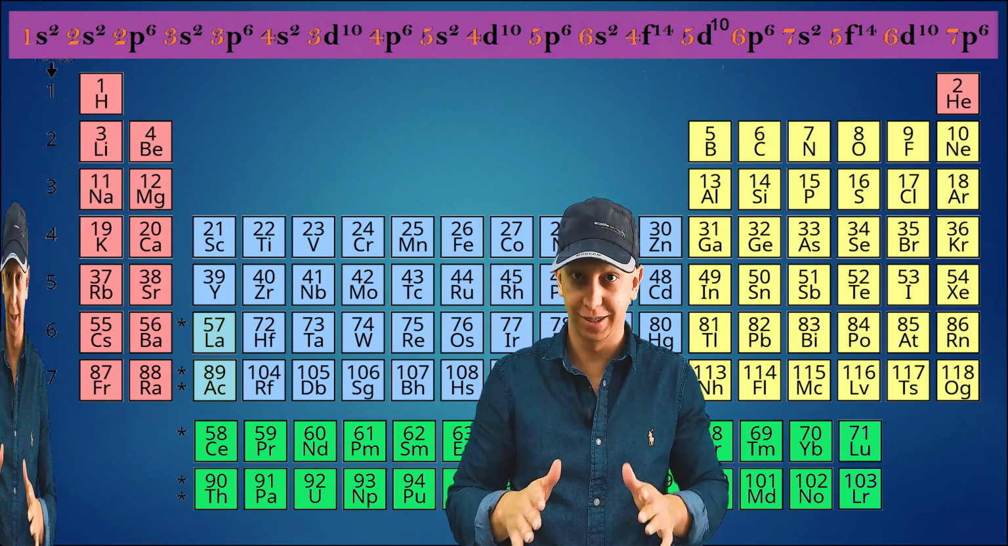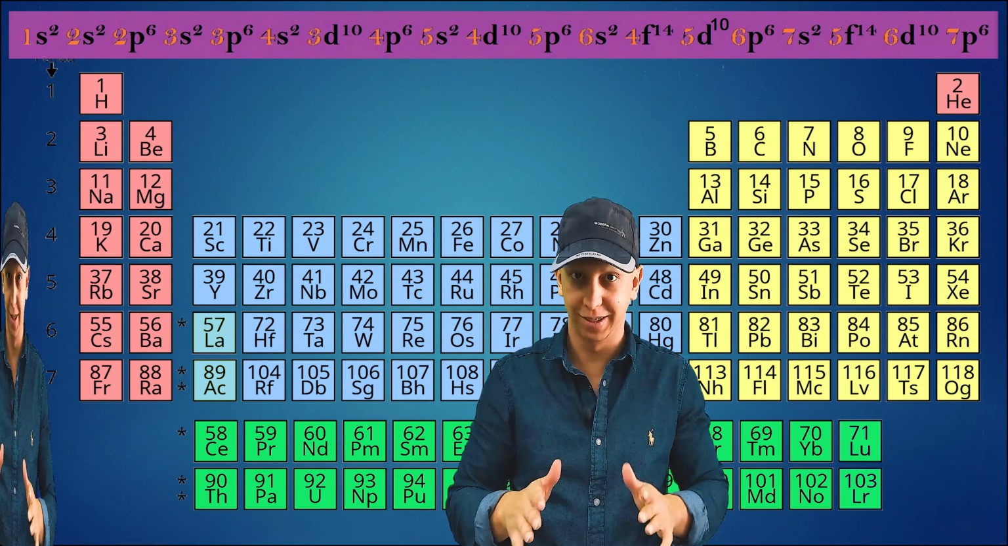Then we see 10 groups that are D block elements. As we know, the D subshell can have 10 electrons. So the D block has 10 groups that start with D1 and end with D10. And the last 6 groups are P block elements. As you know, P can have 6 electrons, so the number of P block groups is 6, and they start with P1 and end up with P6.